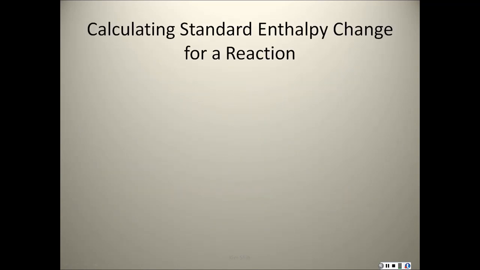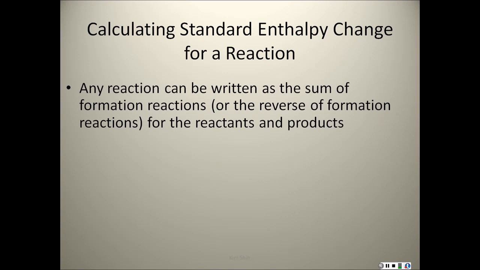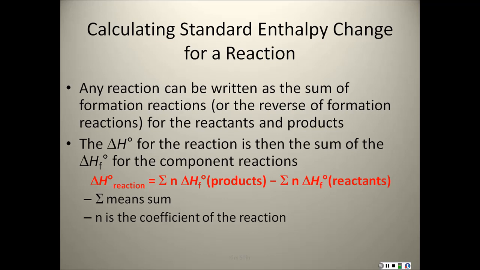This is the stuff I'm not having any response for. Okay. So in order to calculate standard enthalpy change for a reaction, again, we're going to be talking about products minus reactants. So it's the summation of the delta H of formation for all of the products minus the summation of the delta H for all the reactants, taking into account any coefficients that might be present.